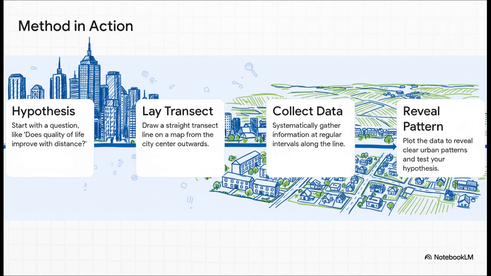Done. Second, you'd lay your transect line on a map, maybe running it 10 miles straight out from City Hall. Third, and this is crucial, you'd stop every half mile along that line to systematically collect data. Data on things you've decided are part of quality of life, like noise levels, air quality, how much park space there is. And finally, by plotting all that data, the urban pattern is revealed. It either proves or disproves your idea. It's just a brilliant way to bring scientific rigor to a really complex question.